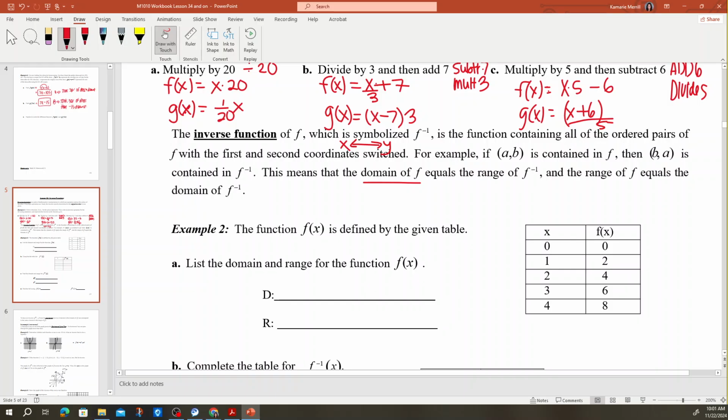The domain of f is the range of f inverse and vice versa. So if I know the domain of one, I know the range of the other. Therefore, if I know the range of this one, I know the domain of this one. So they match. Let's talk about f and f inverse for a second. This one's domain matches that one's range, and this one's range matches that one's domain, with f and f inverse. Really easy to map these out.